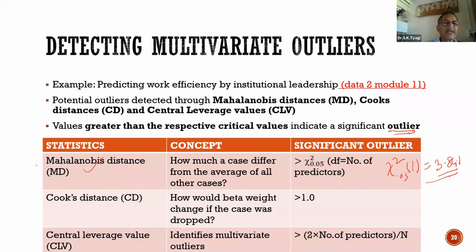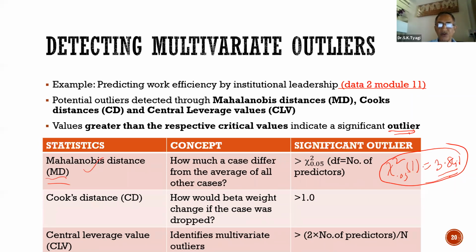So SPSS will tell you the MD for each case, and you have to check which one is greater than 3.841, because the degree of freedom here is 1. Similarly, Cook's distance: how would the beta weight change if the case was dropped? If this particular data is dropped, how would this affect the beta weight or regression coefficient? This should be greater than 1 for an outlier. If the value is less than 1, then it is not significant.